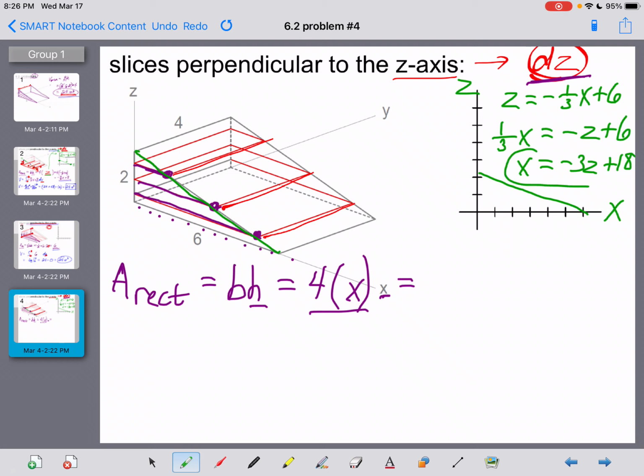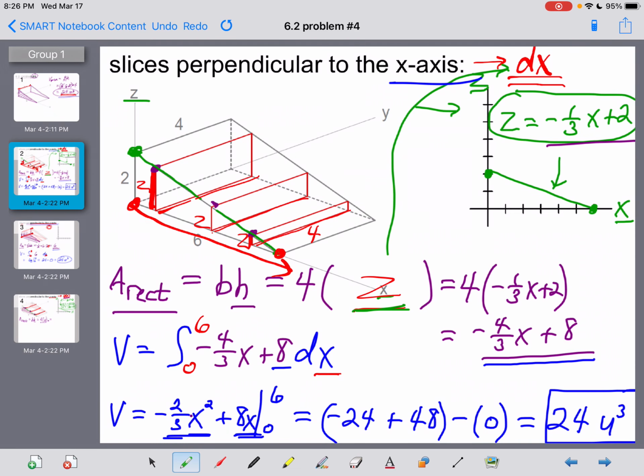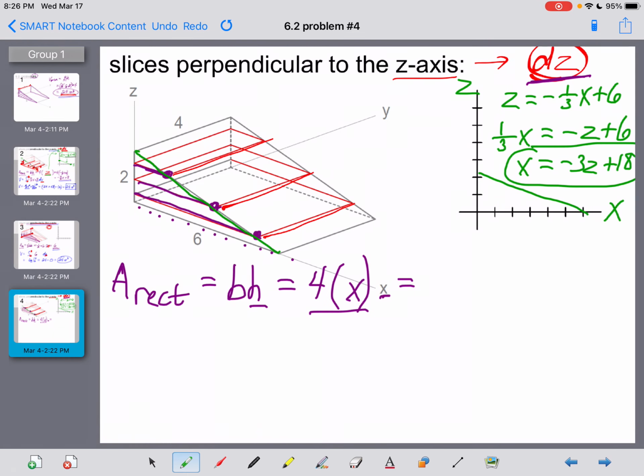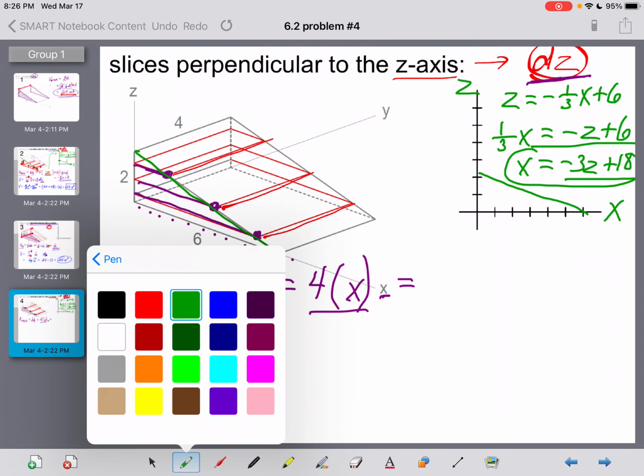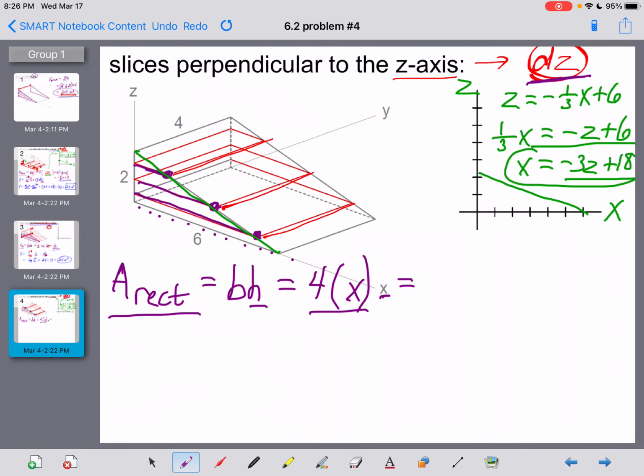That's a little messy here, but that's really the same relationship between x and z that we had back in the dx example. It's just that in that one, I needed everything expressed in terms of x. And in this example, we need everything expressed in terms of z. So back to where we were a moment ago, our formula for the area of each rectangle is going to be 4 times your x-coordinate of negative 3z plus 18.